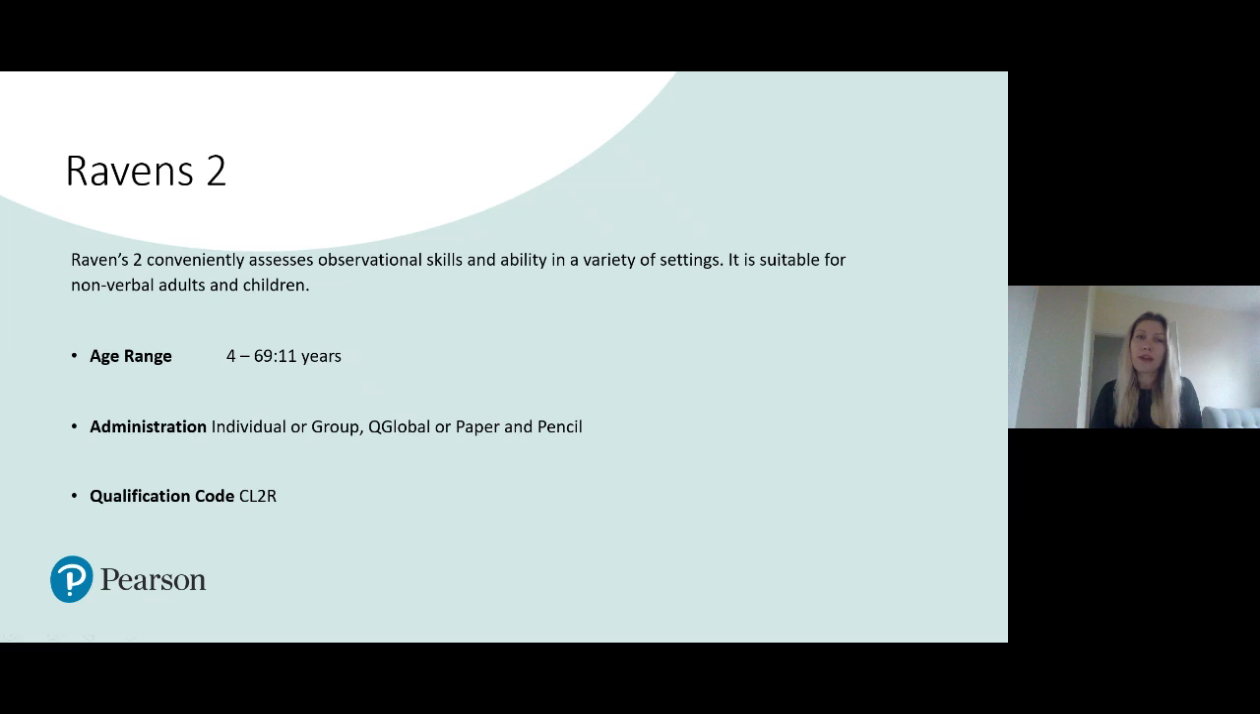So the Ravens Progressive Matrices 2 Clinical Edition is a non-verbal assessment of general cognitive ability. Specifically, Raven defines the trait that the progressive matrices measures as eductive ability, which is one of the key components of general intelligence, or g, identified by Spearman. Eductive ability involves the ability to think clearly and to solve complex problems.